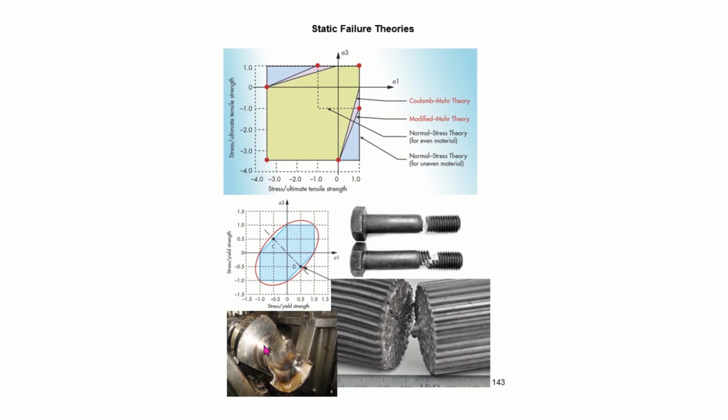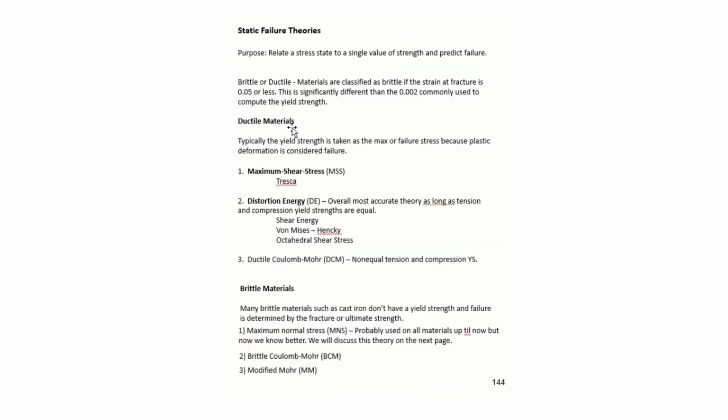So again, the idea of a static failure theory is that it predicts failure by comparing the stress state to a single number. Typically, that single number is related to the tensile yield strength or the compressive yield strength. So to move on talking about static failure theories, again, the purpose is to relate a stress state to a single value of strength and predict failure.